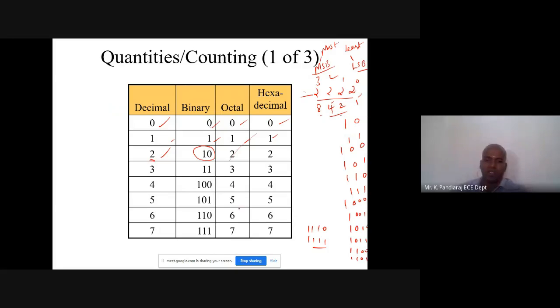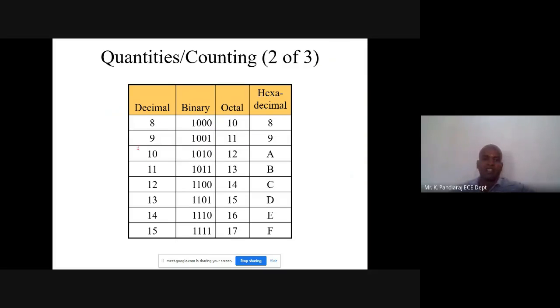Up to number 7, the octal representation is similar to decimal, and hexadecimal is similar to decimal as well. Number 8 in octal is represented as 1, 0, because in octal the digits range from 0 to 7 only. When we represent number 8, it moves to the second position. So 8 is 1, 0, number 9 is 1, 1, and number 10 is 1, 2.